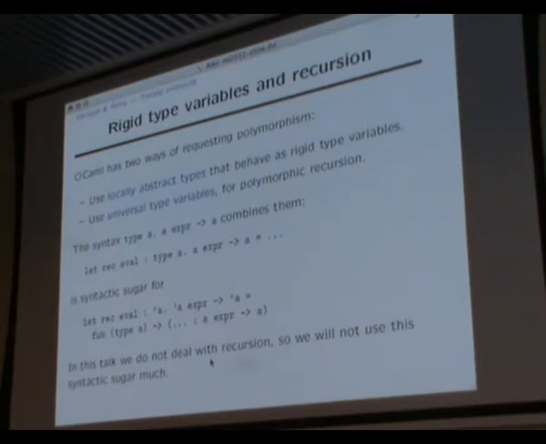A slightly technical note about how it's implemented in OCaml is that these rigid type variables were actually implemented as locally abstract types, something that was introduced in the previous version of OCaml in combination with first-class modules.